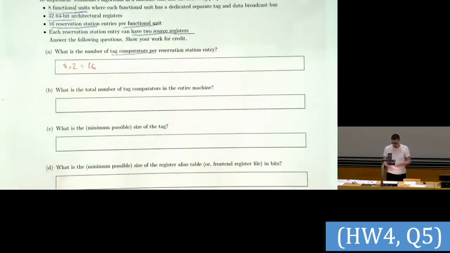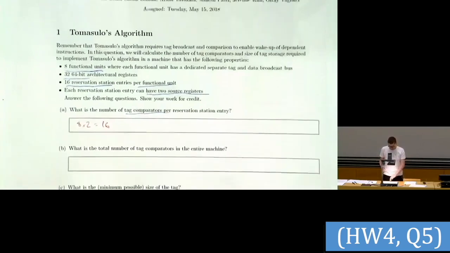And then the second question, B, is what is the total number of tag comparators in the entire machine? This is kind of tricky, because if you just think about reservation station entries, you may not take into account the RAT, the register alias table. It should also have some comparators, because when you calculate the result, you don't need to only update the reservation station entries, but also the register alias table, which is not shown here.